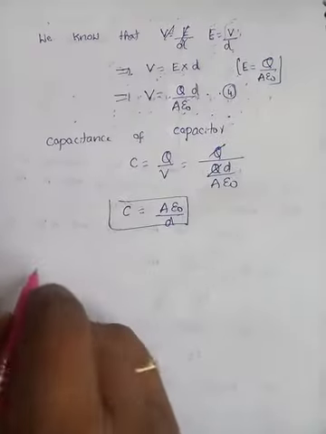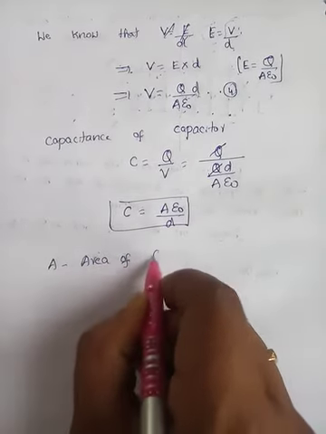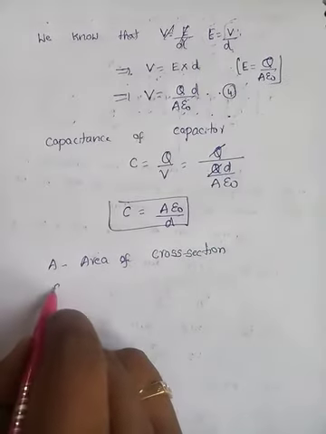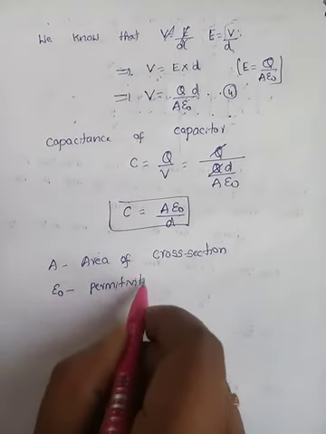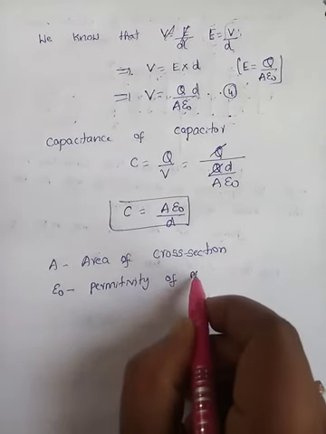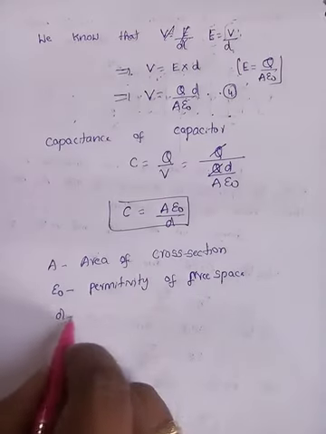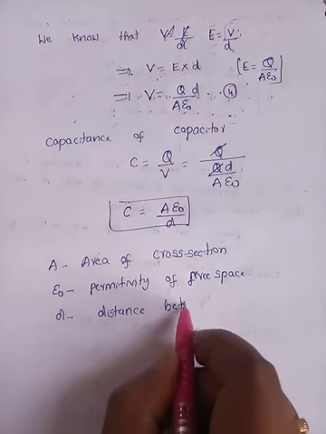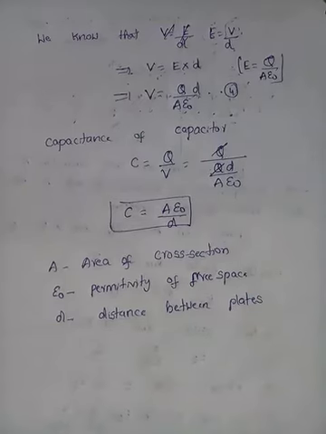Understood? Now see here, where A is the area of cross section, epsilon naught is the permittivity of free space or vacuum, and d, small d, is what? The distance between the plates. See, already we said that capacitance depends upon three factors: shape, size and nature of medium.